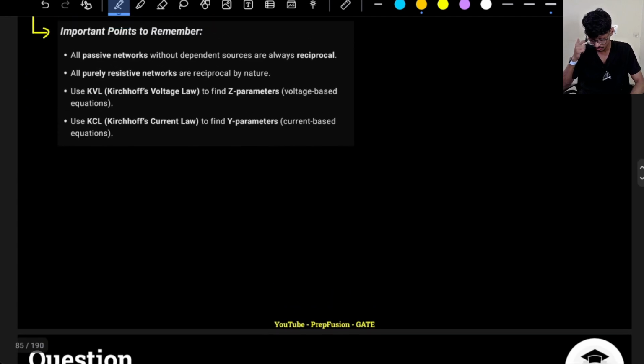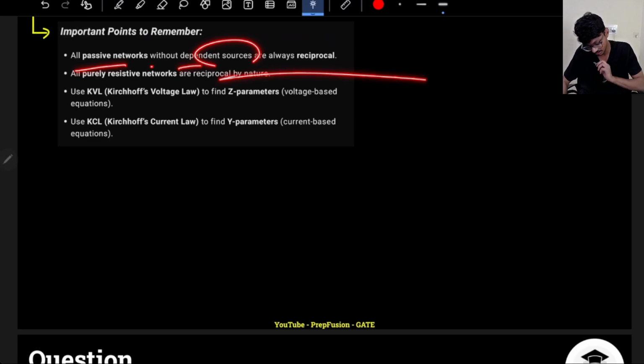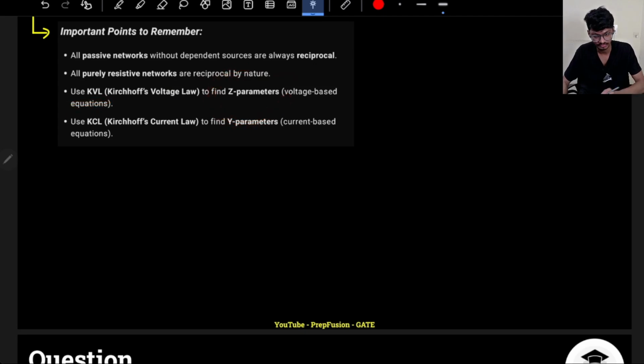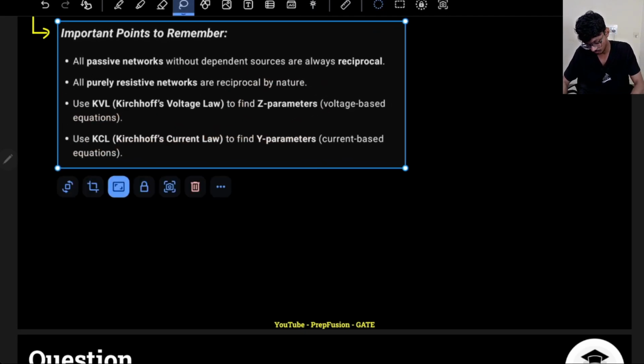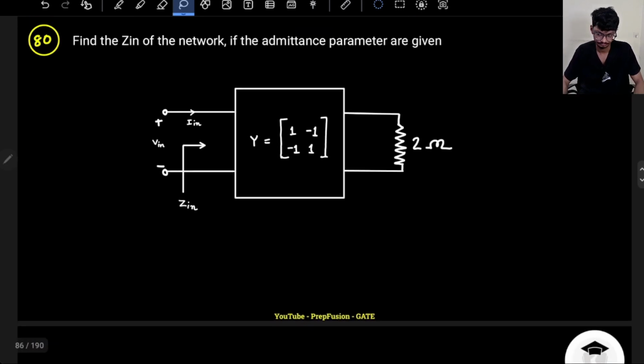Like here, the same thing I've written. All passive networks without dependent sources are always reciprocal. All purely resistive networks are always reciprocal. We use KVL for Z parameters. This also I have told you. We use KCL for Y parameters. Okay, so now let's solve a few questions.